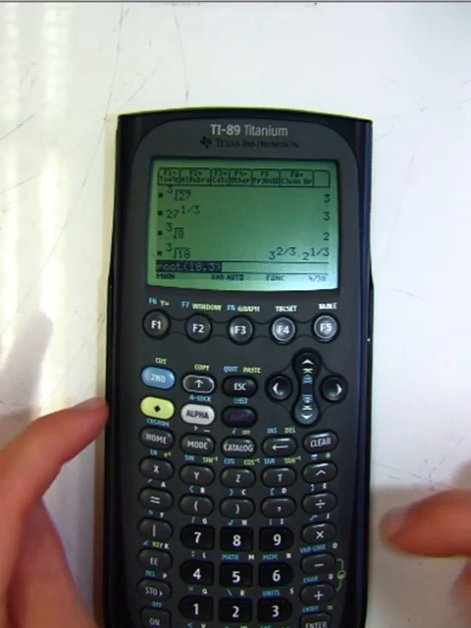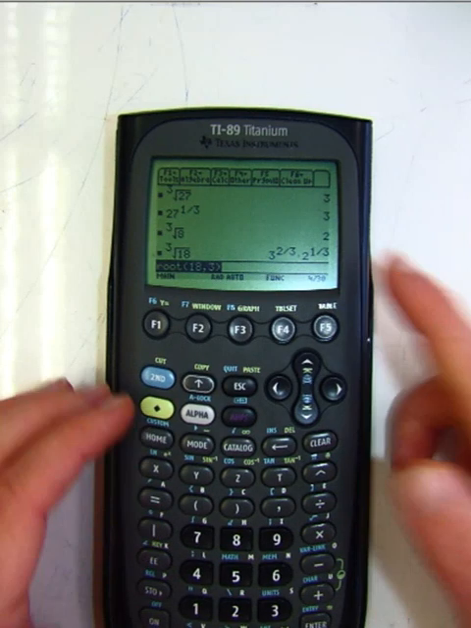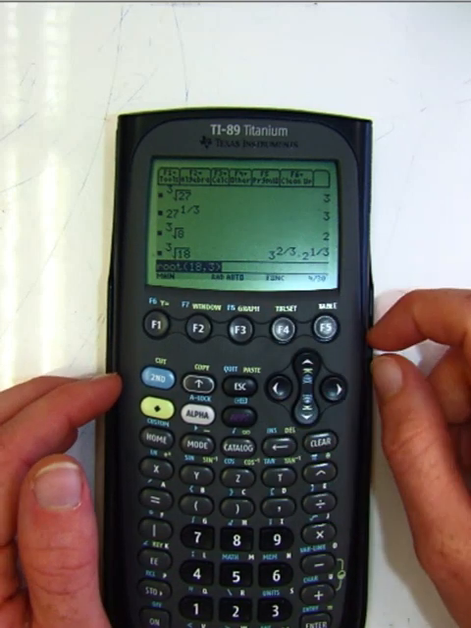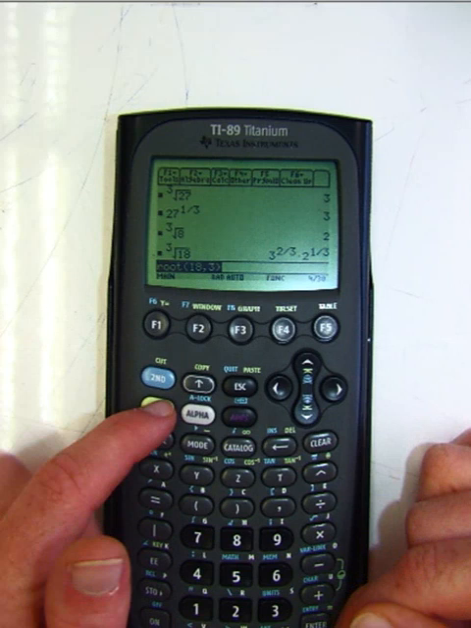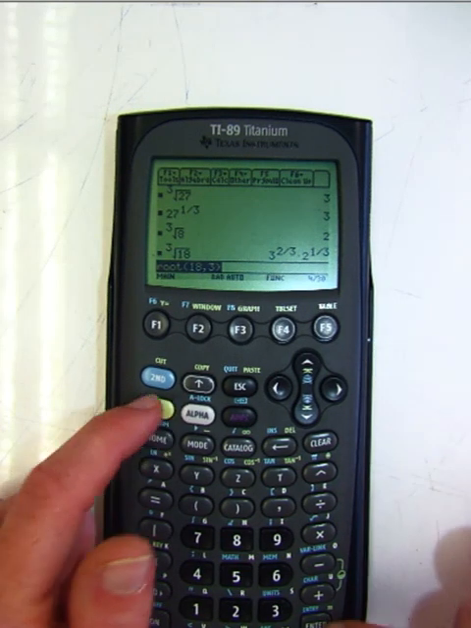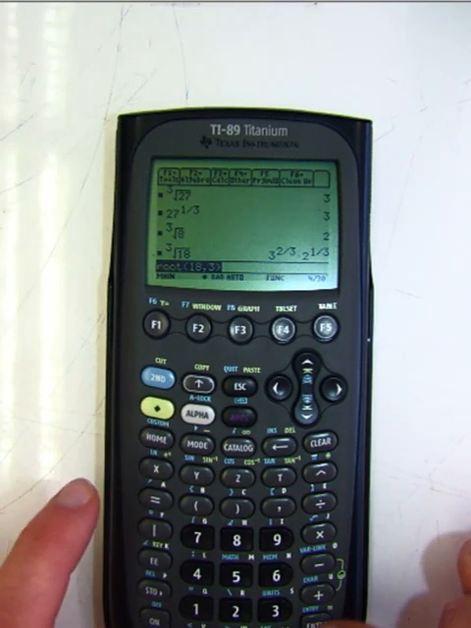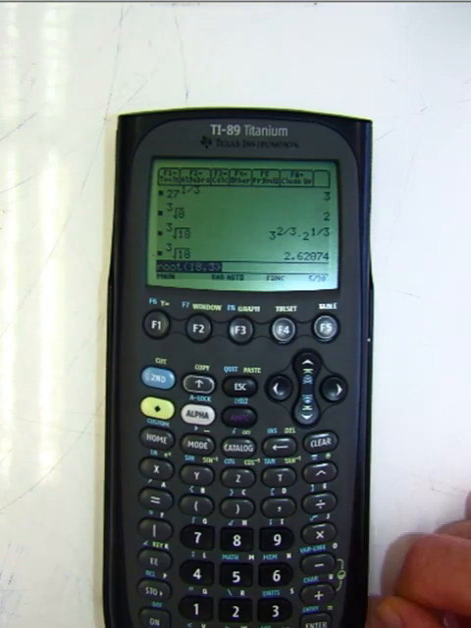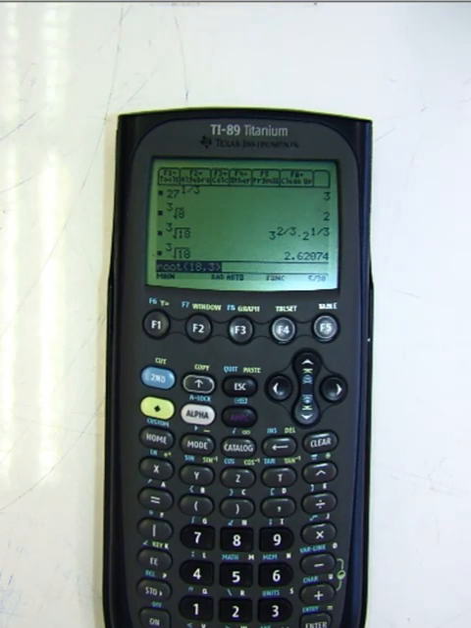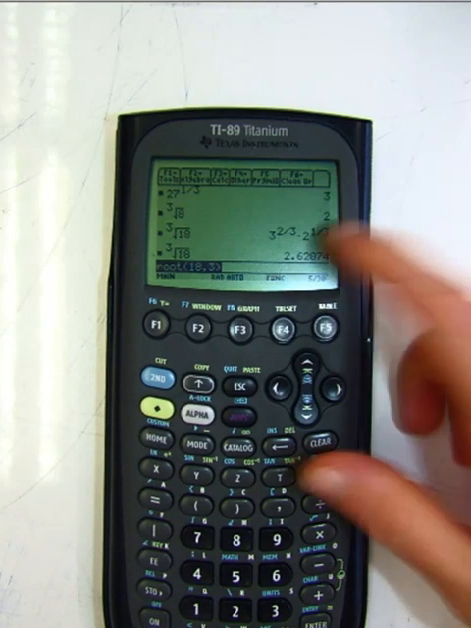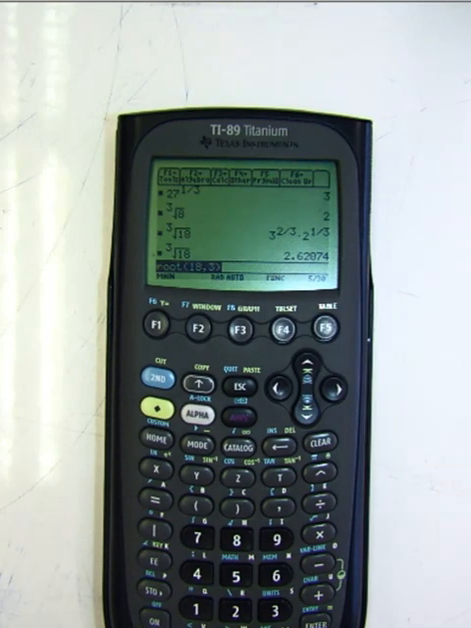So anytime you want a decimal approximation of something, if it gives you an answer in this exact form but you need the decimal, after you press enter, you can press diamond and enter, and it will give you the decimal approximation of that answer. So anytime you type something in and it gives it to you in exact form, but the problem requires the decimal form, you need to press diamond and then press enter, and it'll give you the decimal approximation.